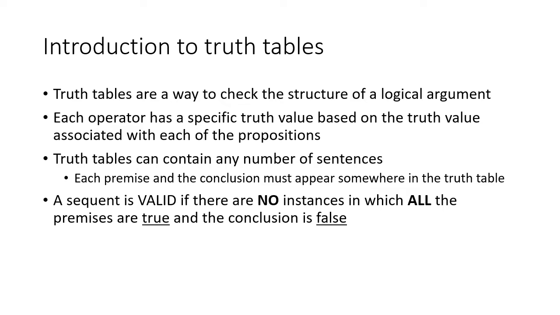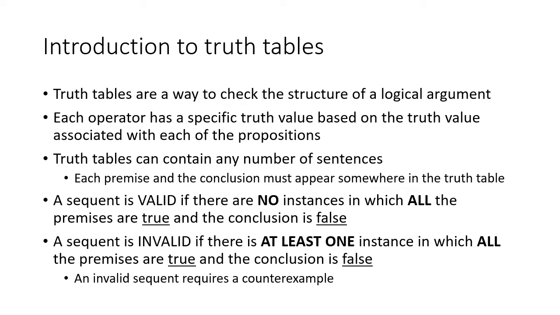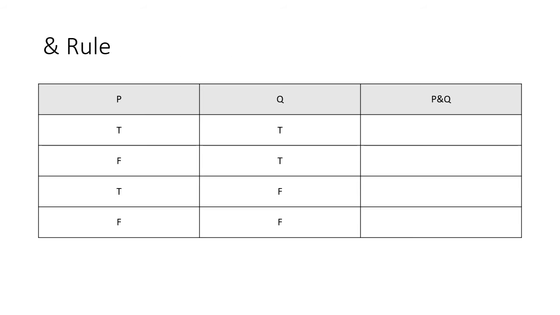We'll hold off on validity and looking at arguments until the next presentation, but a sequent is valid if there are no instances in which all the premises are true and the conclusion is false. The opposite of that is that a sequent is invalid if there is at least one instance in which all the premises are true and the conclusion is false. And in that situation, a counterexample will be needed. Again, we'll wait to do validity in the next lecture, but it's always good to bring it up here early on. I want to first introduce the ampersand rule.